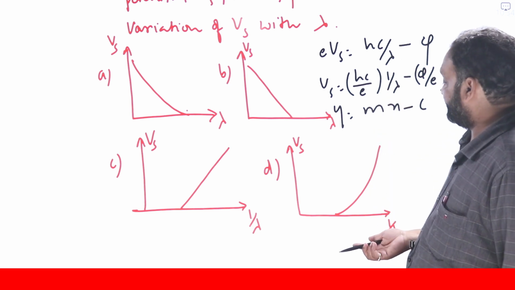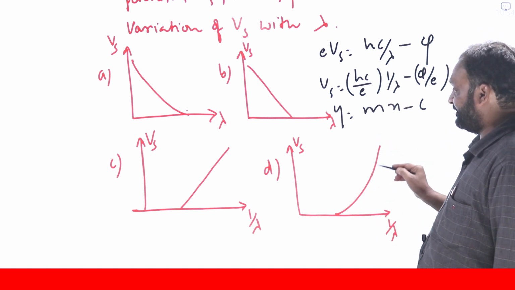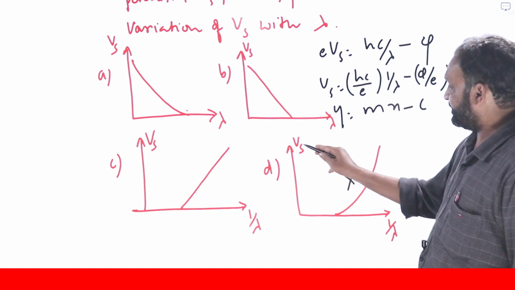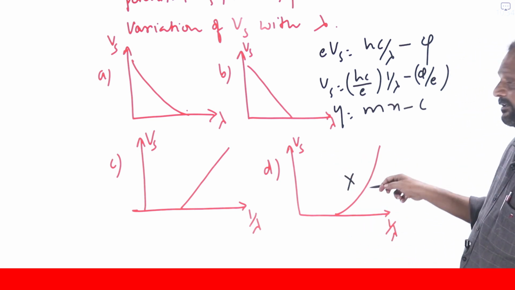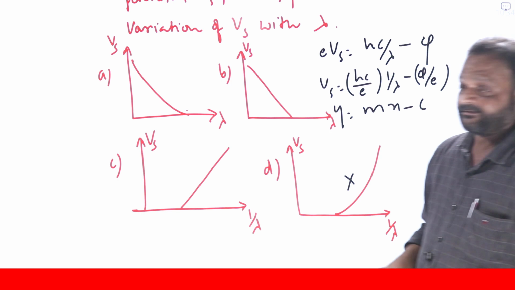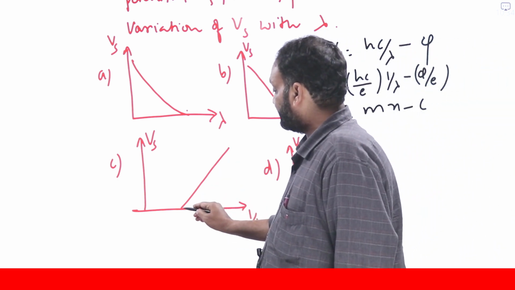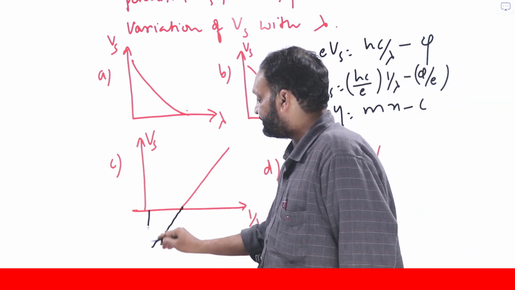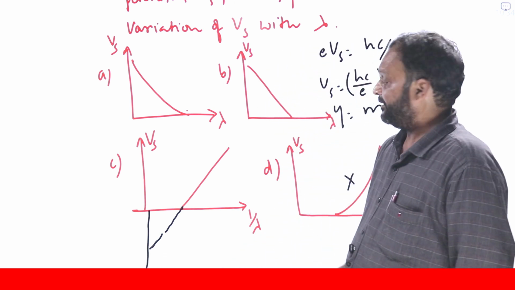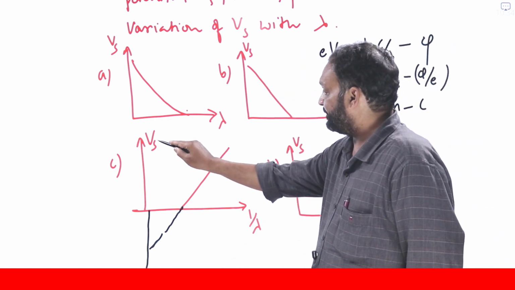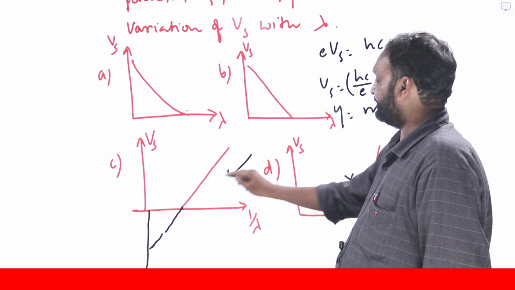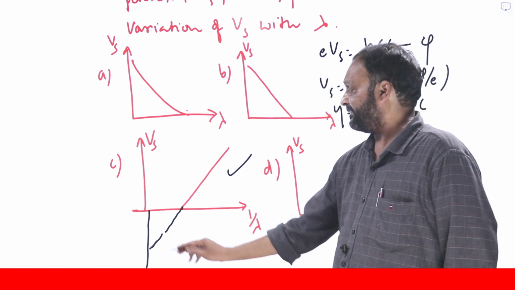Which of these graphs do you see? This is not a curve. This is a curve actually. So the variation between Vs and 1 by lambda cannot be a curve. It should be a straight line. So this is a straight line with a negative y-intercept. So this graph is correctly depicting the Vs versus 1 by lambda graph. This straight line with a negative y-intercept is the correct one.